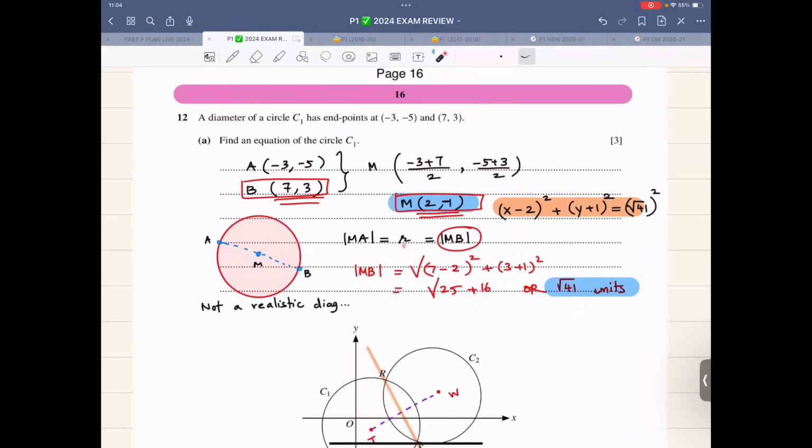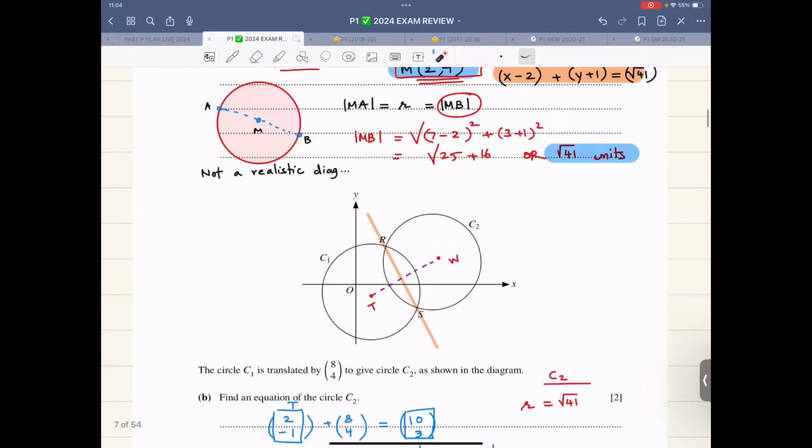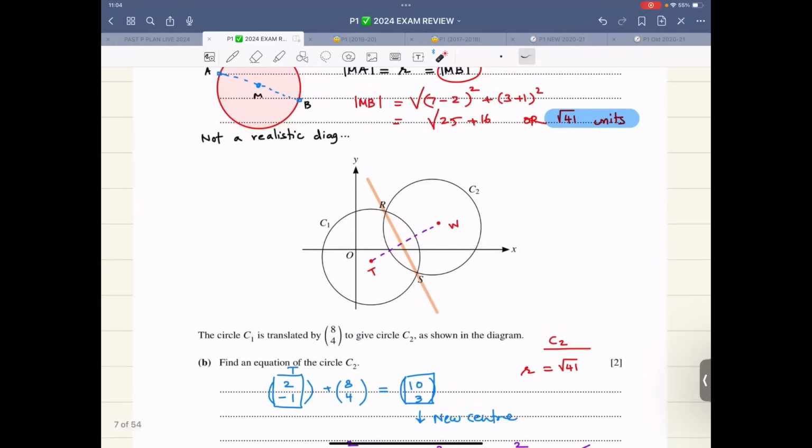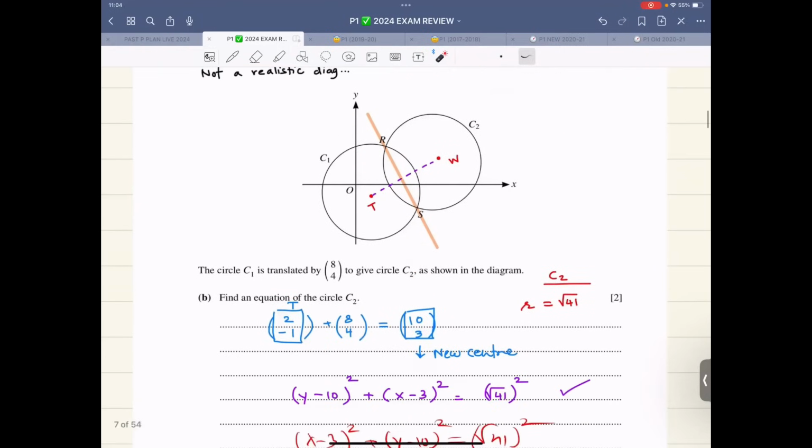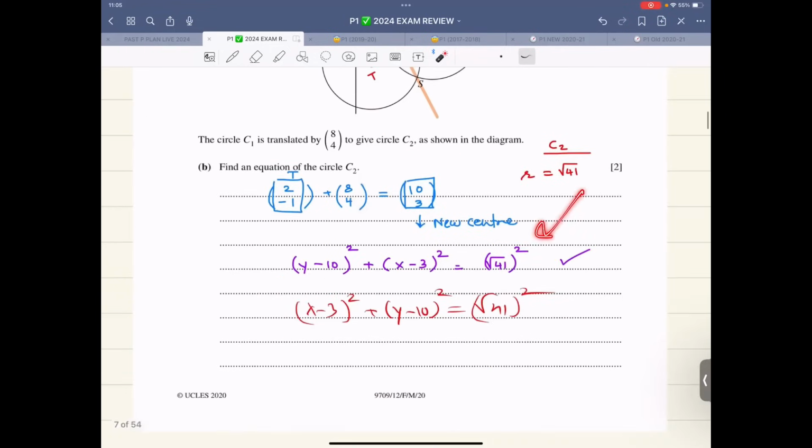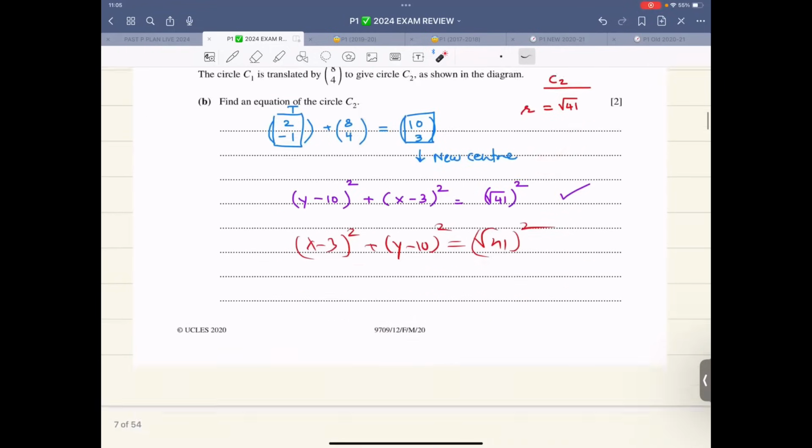And then the radius R, leave the answer in square root form because any which way it will be squared over here. Draw a diagram for your own convenience. And then this is the old center, 8, 4, new center, radius remains the same. That's how you write the equation.